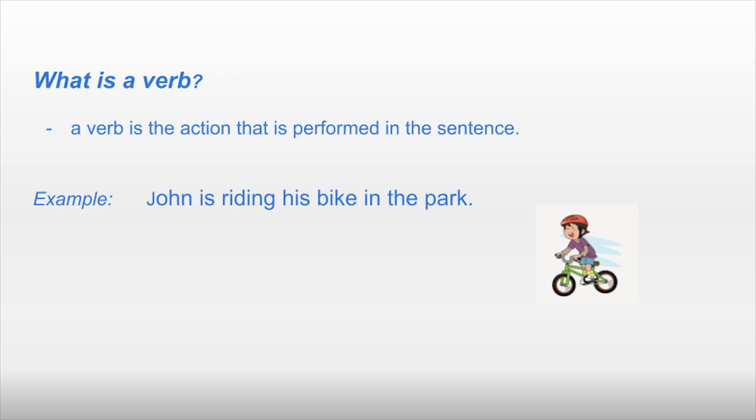Now, what is a verb? A verb is the action that is performed in the sentence. So if we use the same sentence, John is riding his bike in the park, we have already established that John is a subject. He is the person performing the action in the sentence. And what is John doing? He's riding his bike in the park. So riding is the action that is performed in the sentence. Therefore, riding is the main verb in the sentence. Is the helping verb. So our sentence, John is riding his bike in the park. John is a subject, riding is the main verb, and is the helping verb.